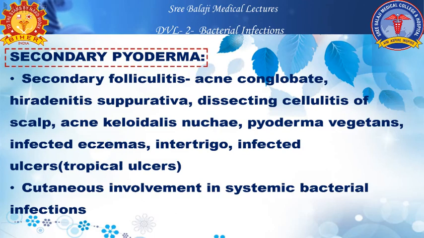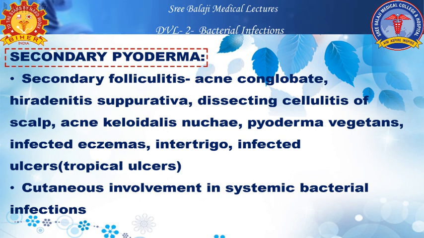We have secondary pyoderma due to damaged skin as a result of trauma or pre-existing skin disorders like eczema and scabies. Under secondary pyoderma, we have secondary folliculitis, acne conglobata, hidradenitis suppurativa, and dissecting cellulitis of scalp. These three we call the follicular occlusion triad. When there is a pilonidal sinus, we call it the follicular occlusion tetrad. When there is pyoderma gangrenosum, we call it the follicular occlusion pentad.